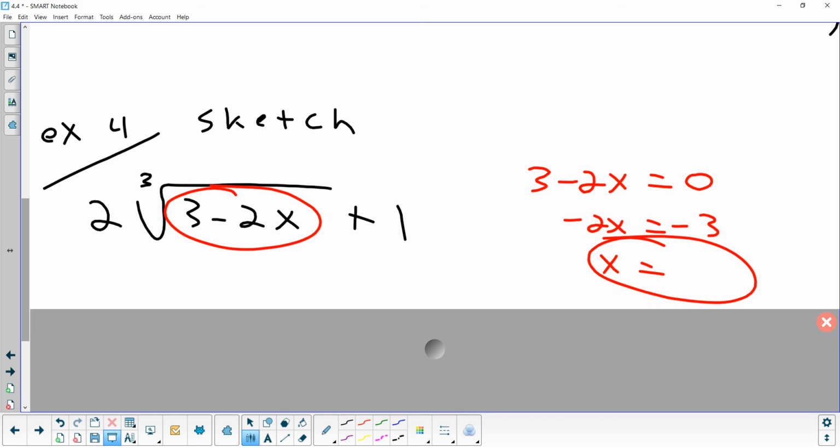What does x equal in this case? 3 over 2. So the coordinates of my center point are going to be 3 over 2, comma. Now let's plug this back in.